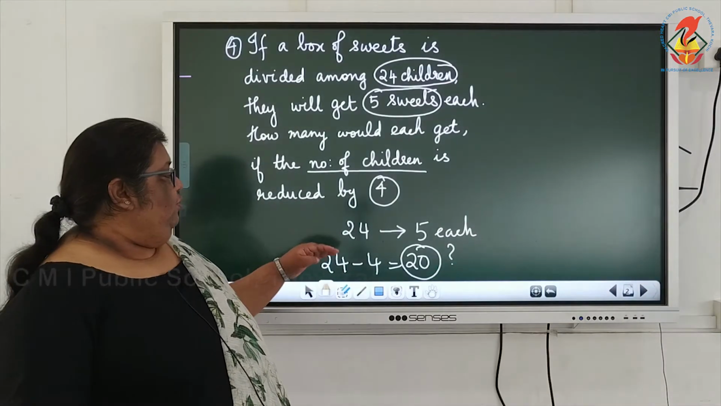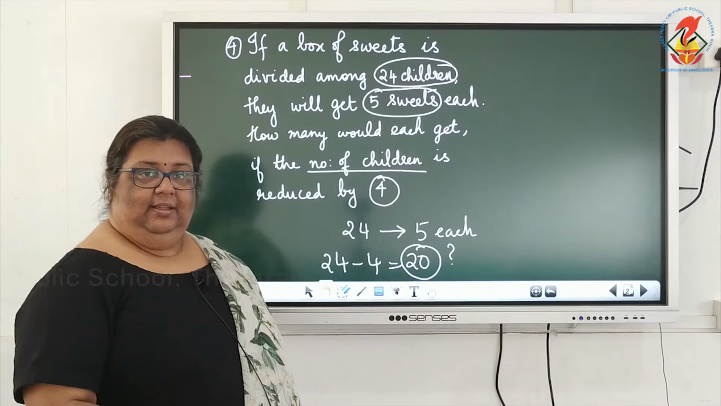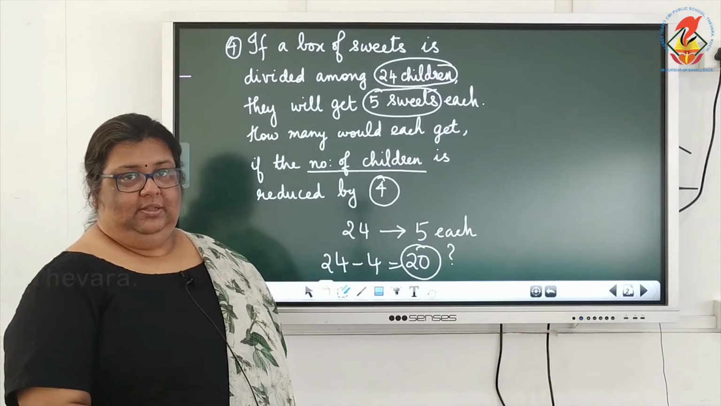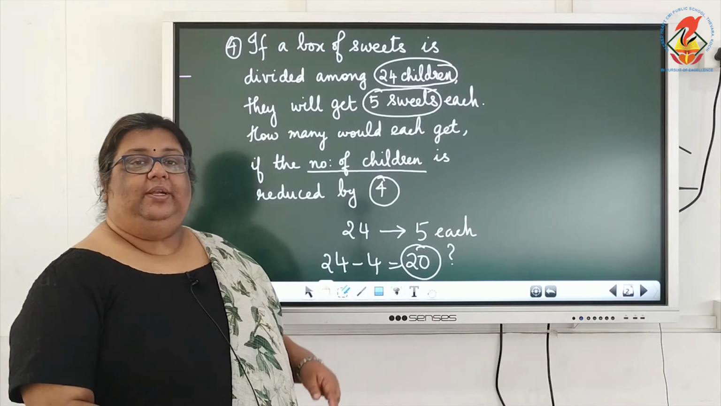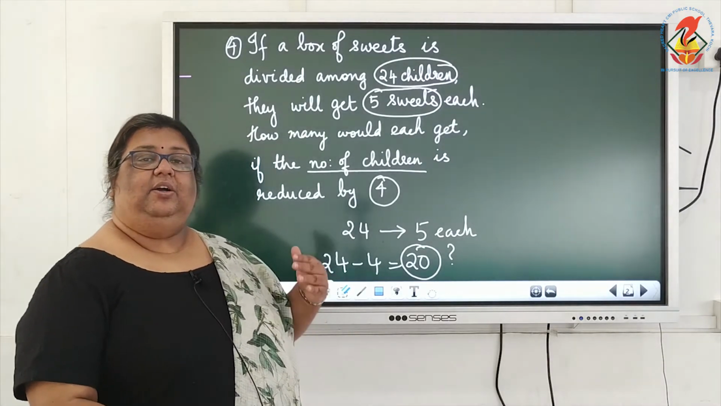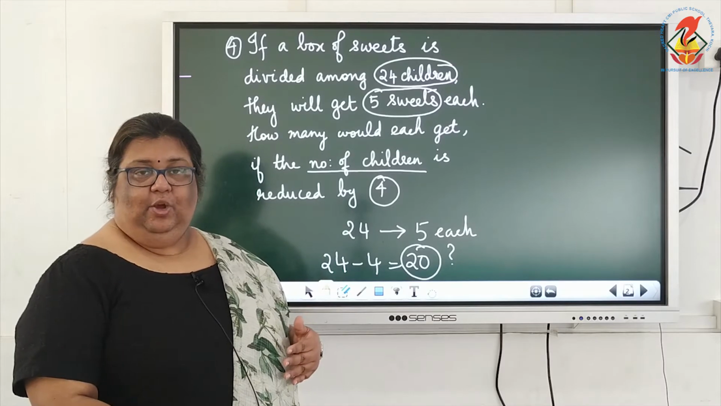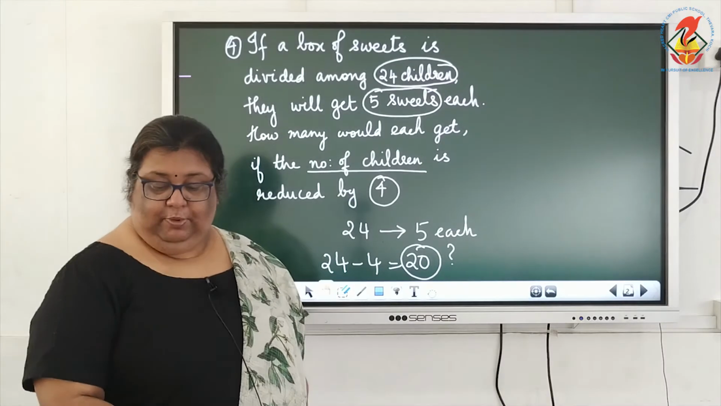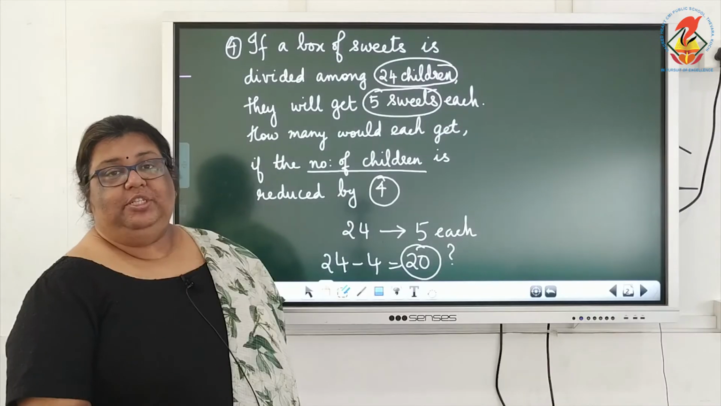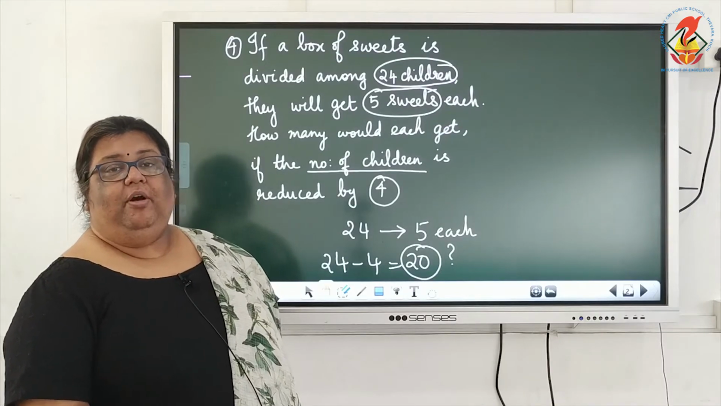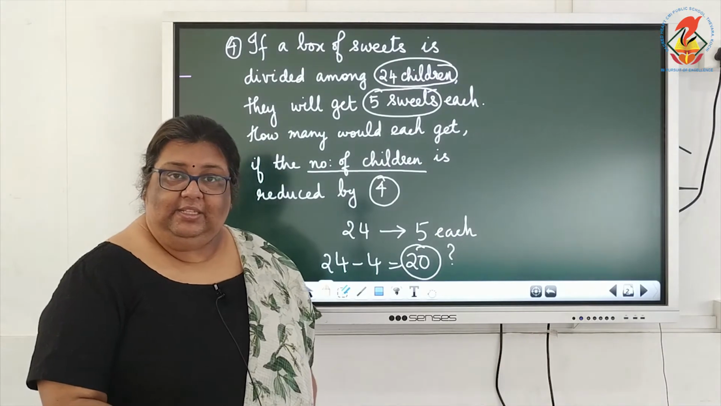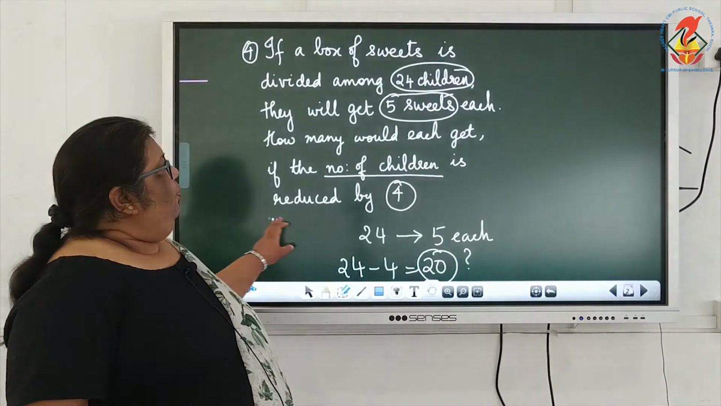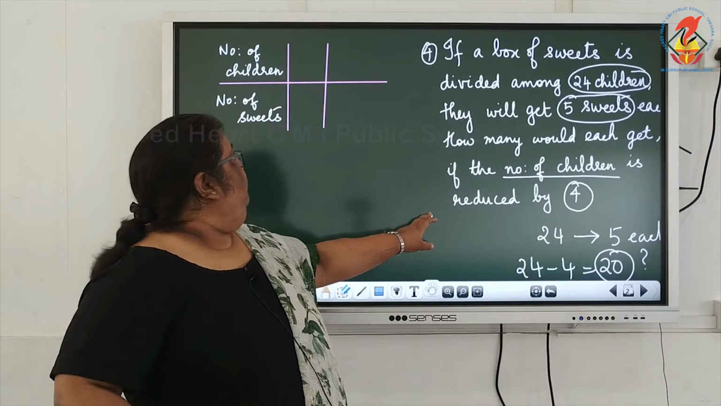As the number of children decreases, there will be an increase in the number of sweets. So if one quantity decreases, the other quantity increases. Which type of proportion will it be? It will be inverse proportion. And in an inverse proportion, the product of the quantities remains constant. So I can represent this with the help of a table.